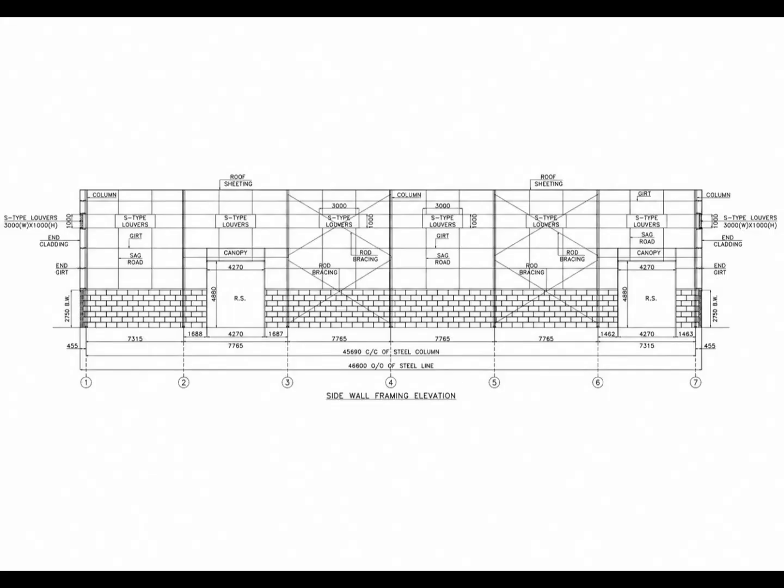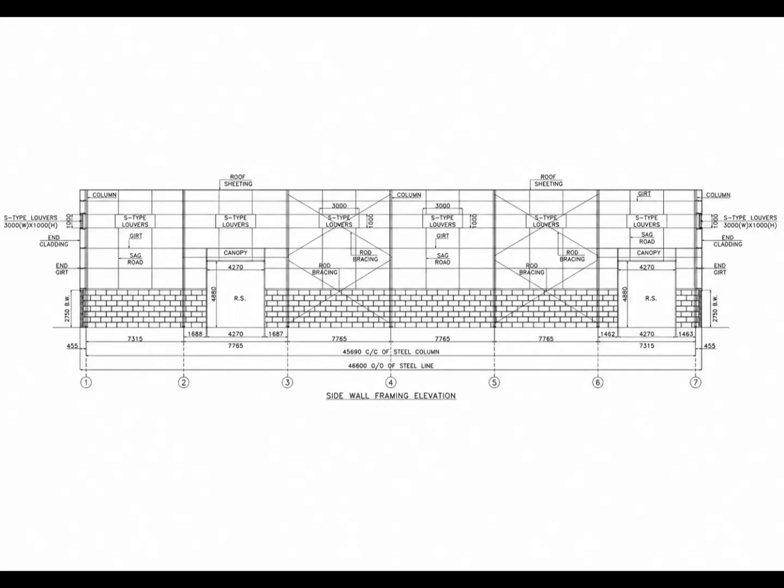Another important point is the bay arrangement. At the bottom of the drawing, the grid numbers are shown from 1 to 7. The steel column spacing is dimensioned between these grid locations. The drawing also gives the overall steel line dimension and the individual bay dimensions. This helps us understand exactly where the side wall framing members are positioned within the building.